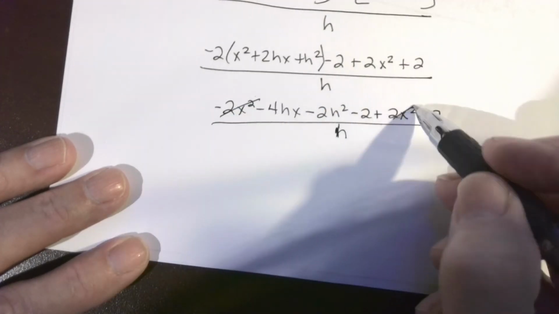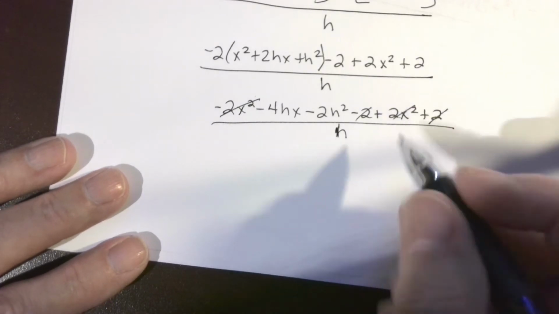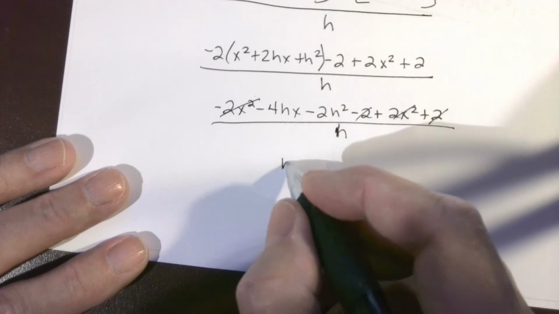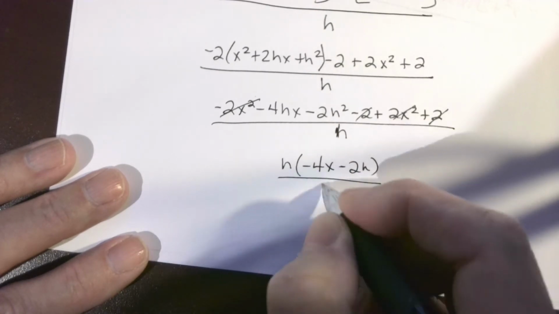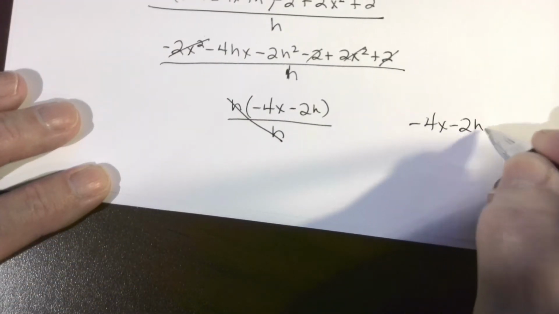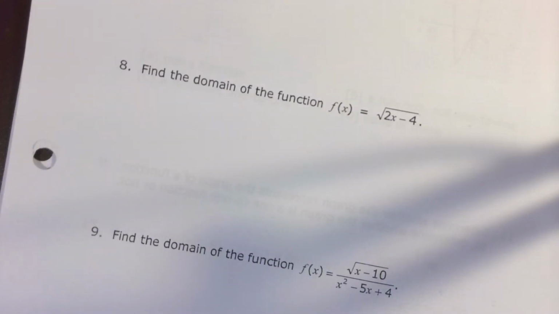This one's going to cancel that one. This one's going to cancel that one. So in the top, I have an h in both terms, so I can factor it out. It's over h, so those can cancel. So my final answer then is negative 4x minus 2h. Okay? Go to the next page. There's lots of practice here because I know it's confusing.